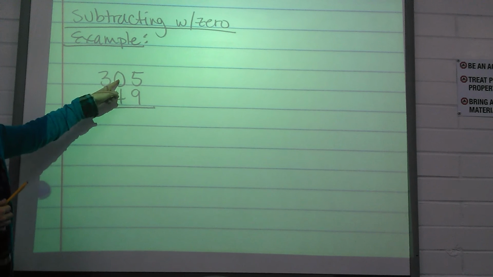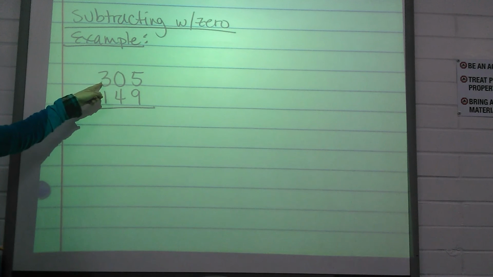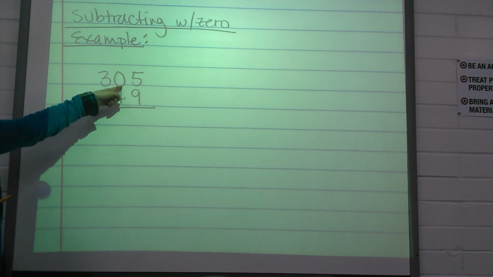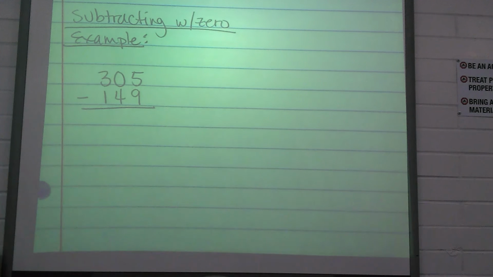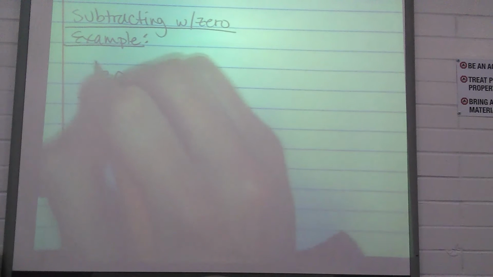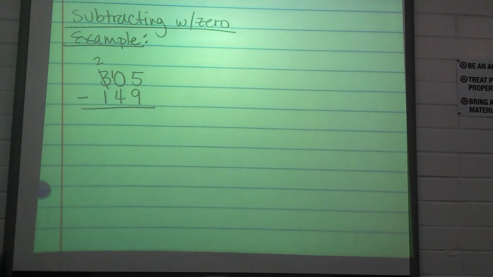I need to borrow. Is there anything here that I can borrow from? Absolutely not. So we need to go to the next number. And please do this in the order that I'm showing you, because if you go out of order, that's where a lot of people make their mistakes. Check here first. Nobody's home. Okay, let's go to the next house. 3. Okay, I can definitely borrow something from the 3. So let's do that. The 3 becomes a 2. Okay, and that makes that 0 become a 10.